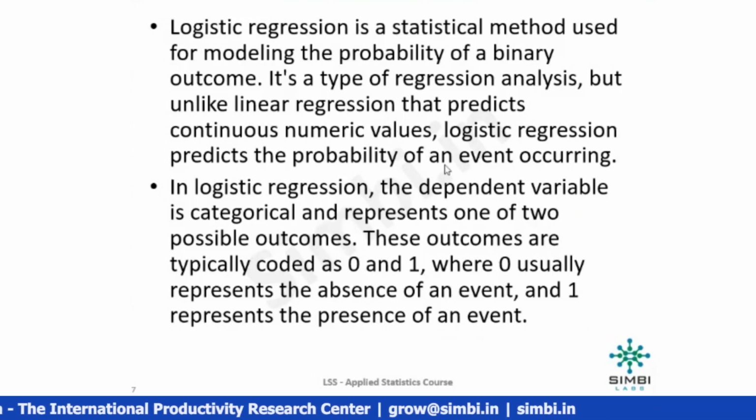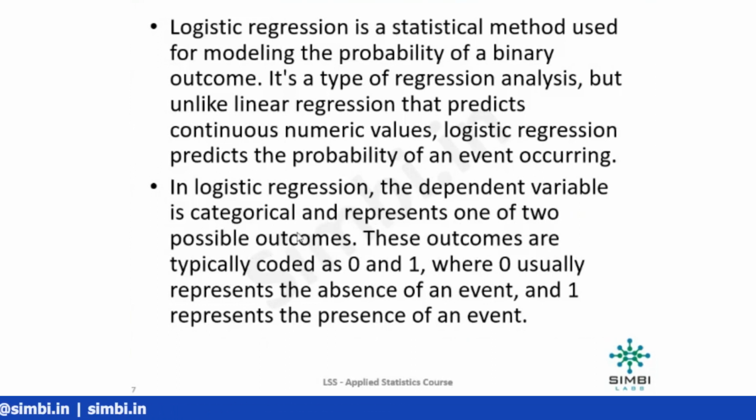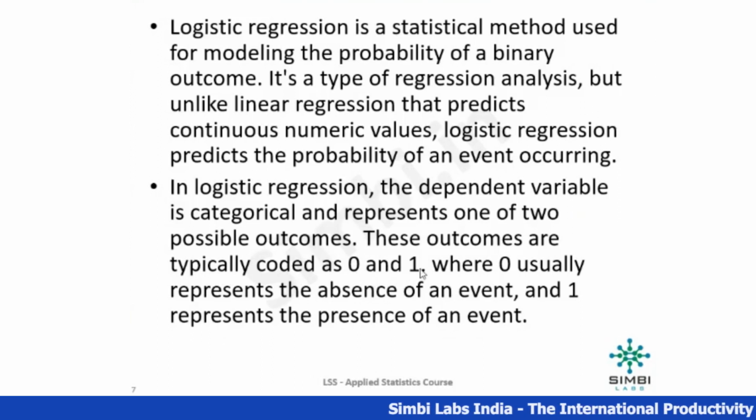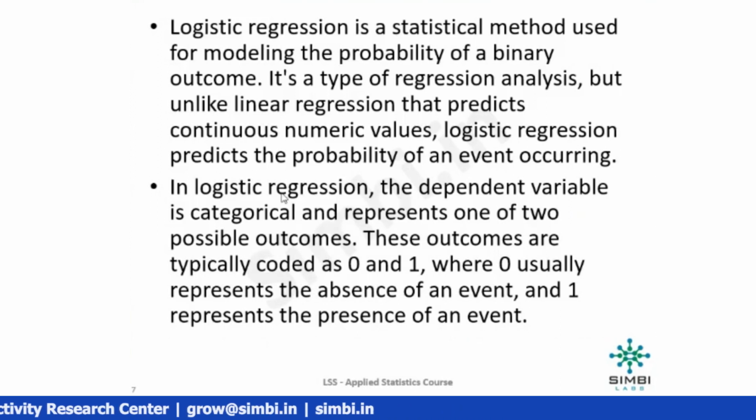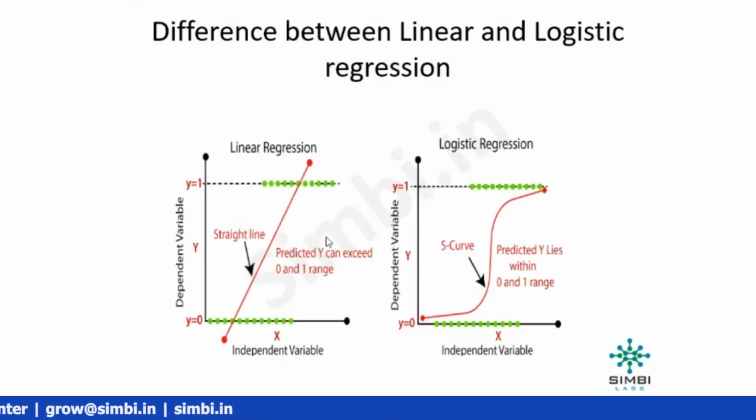analysis. In this, the dependent variable is categorical and represents one of two possible outcomes. These outcomes are typically called binary outcomes, like 0 and 1. So 0 usually represents the absence of an event and 1 represents the presence of an event. Based on this type of analysis, we can give the conclusions for the logistic regression.